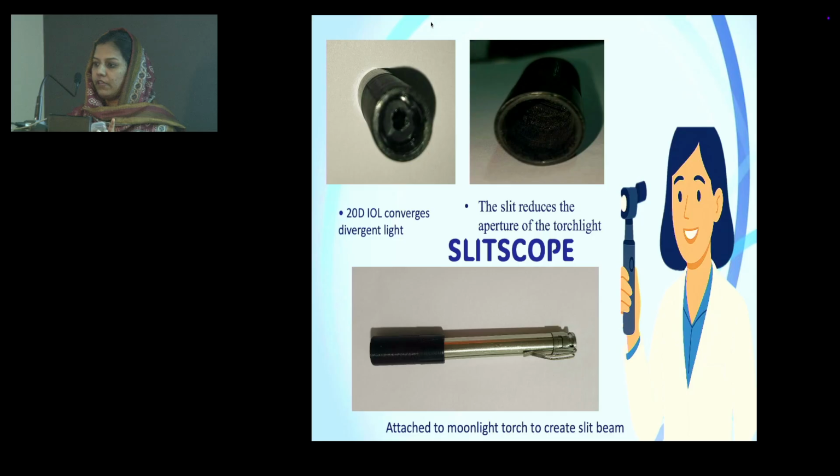This is the final Slitscope. One end shows a 20 diopter IOL which converges the divergent light. The other shows the slit which reduces the aperture of the torchlight. It is attached to the moonlight torch to create the slit beam. This is the final Slitscope. Then it is set and ready to use.